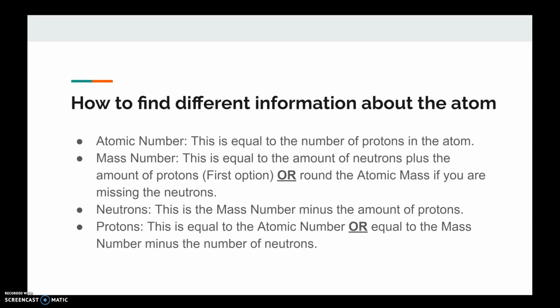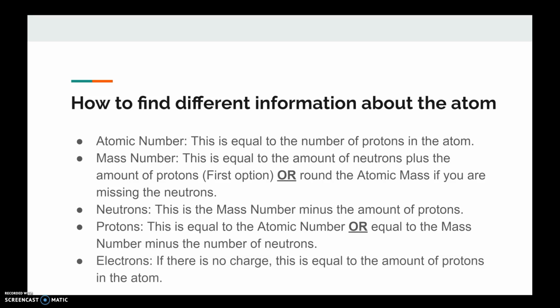Protons are always equal to the atomic number. Or, they're equal to the mass number minus the number of neutrons. Electrons. If there's no charge, then the number of electrons is equal to the number of protons in the atom.